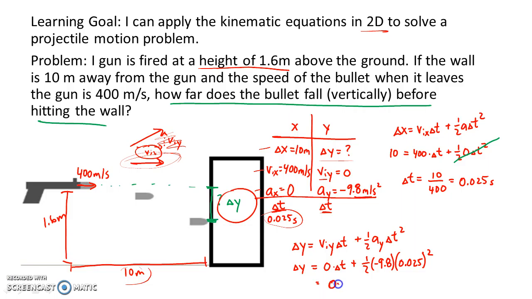Get 0.003. So this bullet would not drop very far if we're only 10 meters away from a wall. It would only drop a total of 0.003 meters.